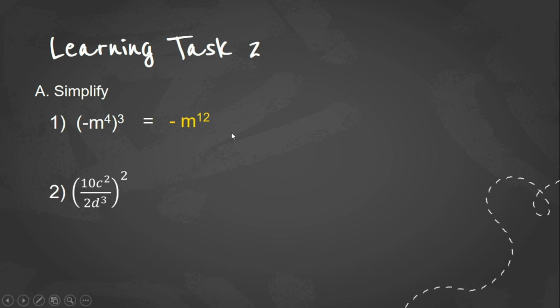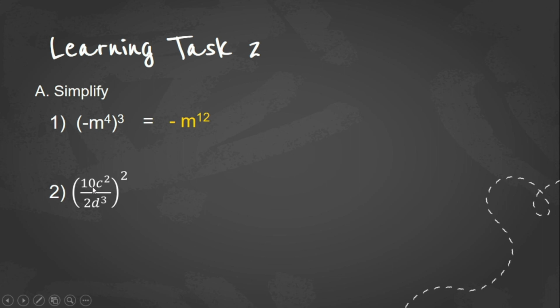How about this one? I have here 10c squared divided by 2d cube, with the power of 2. So we have here the power of a quotient, di ba? So this is for the quotient. We have a power in the outside, which is 2. What will happen here? We have the power of a quotient, with application also of the power of a product.